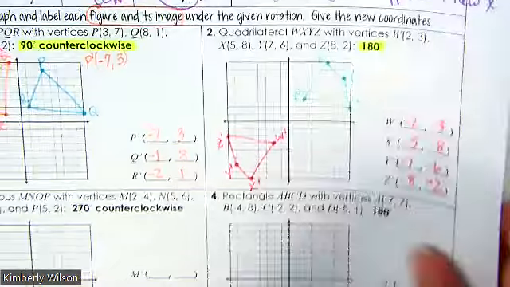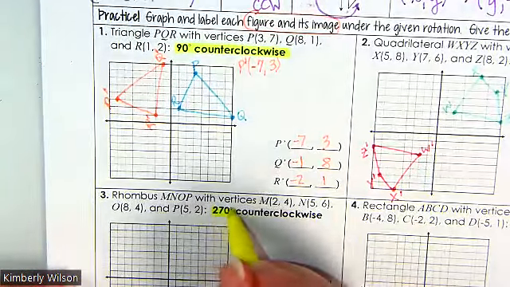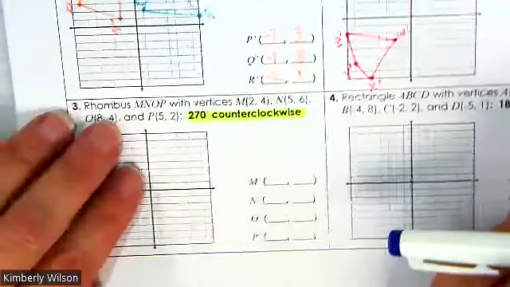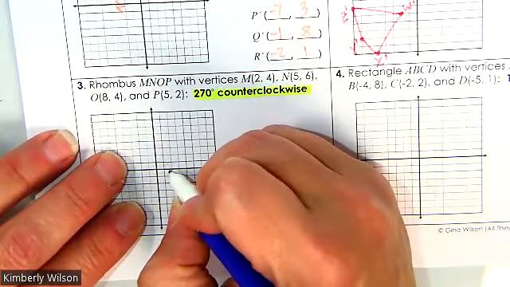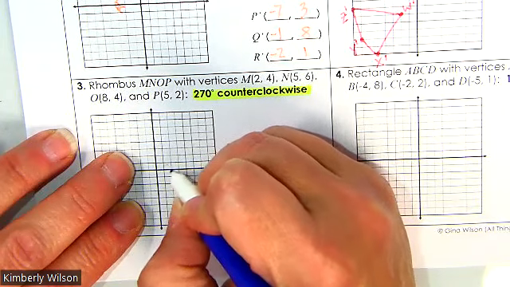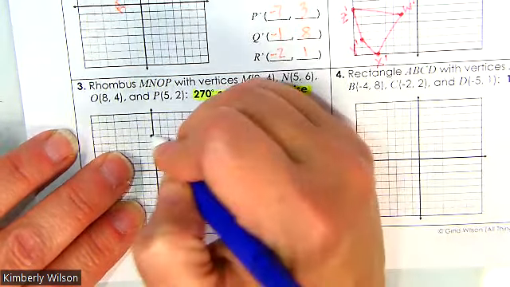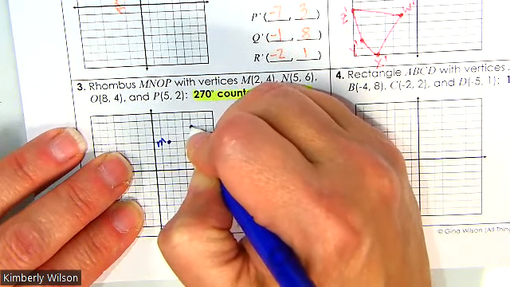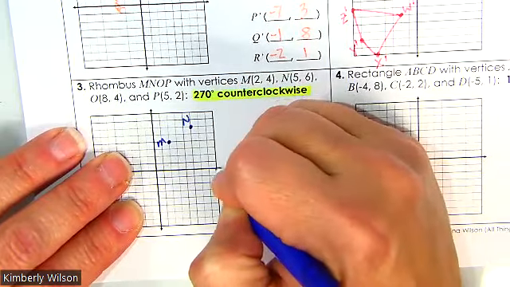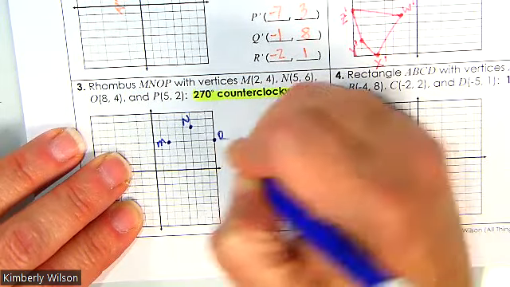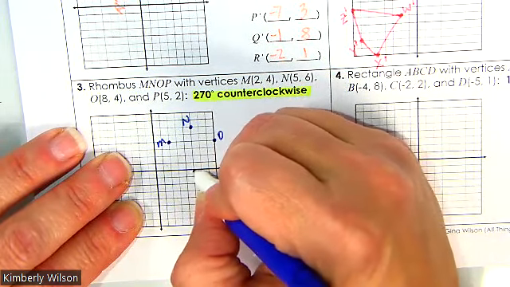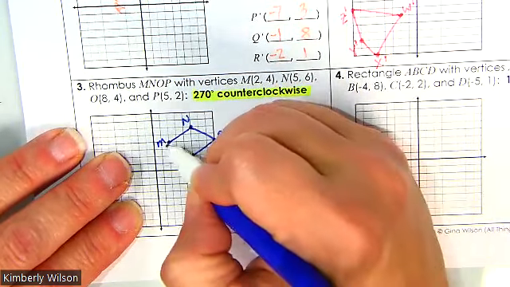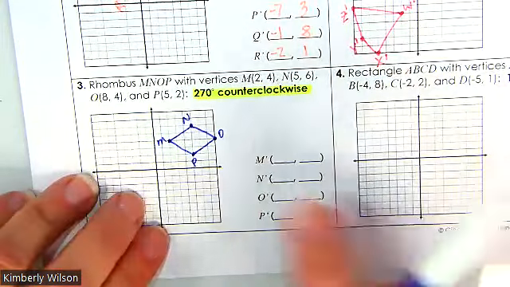Last one. 270 counterclockwise, or what's also called 90 clockwise. All right, so first things first, we got to plot our points. M is 2, 4. N is 5, 6. O is 8, 4. P is 5, 2. And we play connect the dots. And if you notice, we've got us a nice little rhombus. A parallelogram. All right, so now 270 counterclockwise.